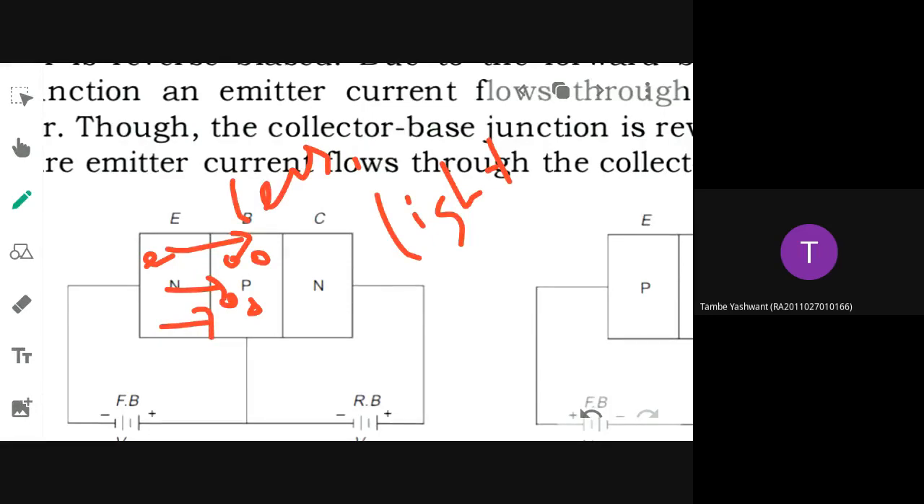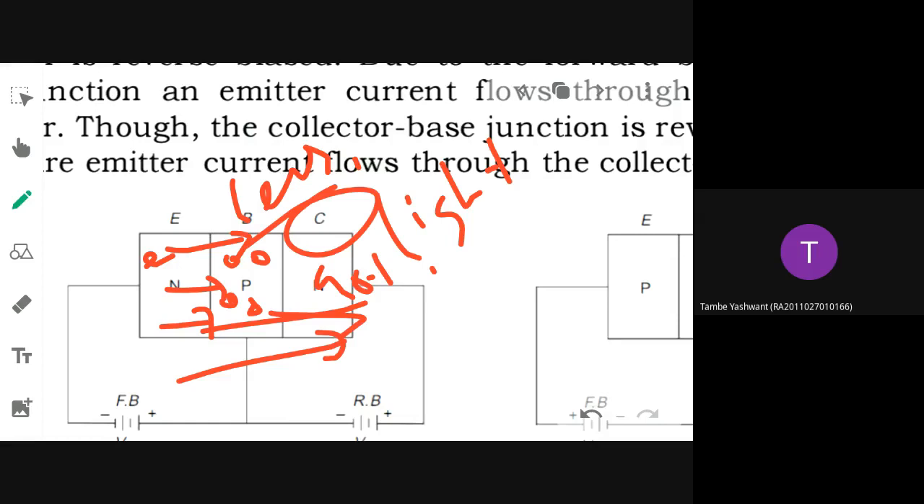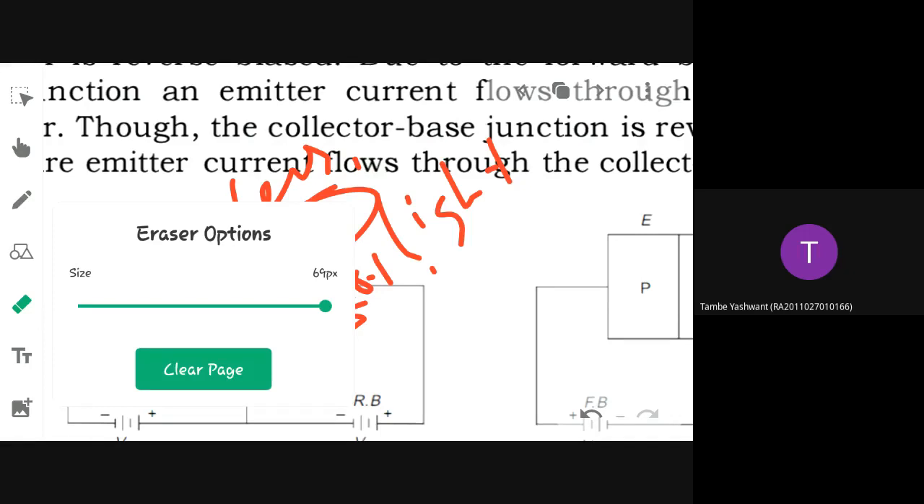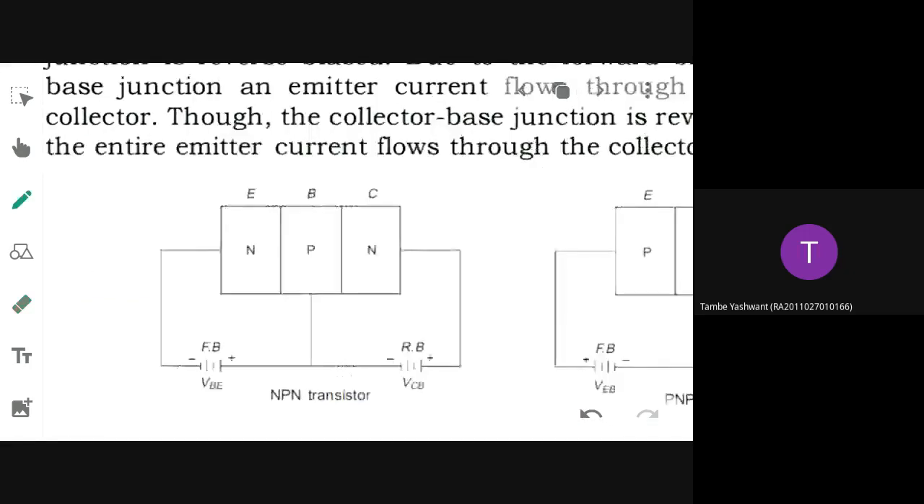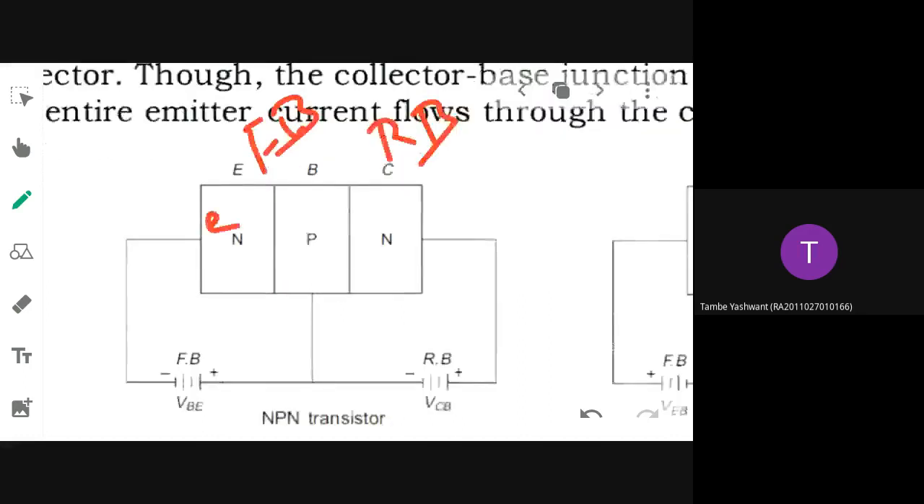And the remaining electrons, 95% of them, will pass to what junction finally? Collector. Okay, this is how the current conduction happens. First, you forward bias the emitter base junction and reverse bias the collector base junction. The electrons from the emitter will try to flow to the base area. The base area is slightly doped, so the majority charge carriers of the base layer will be very less. Only 5% of the electrons will combine with the holes. The remaining 95% will move through the collector.